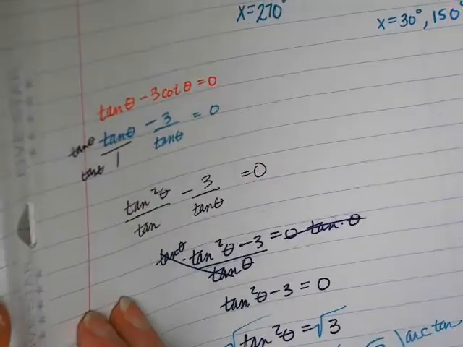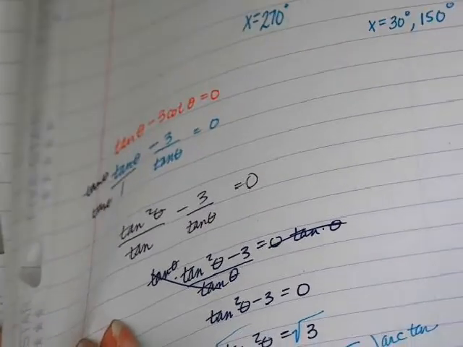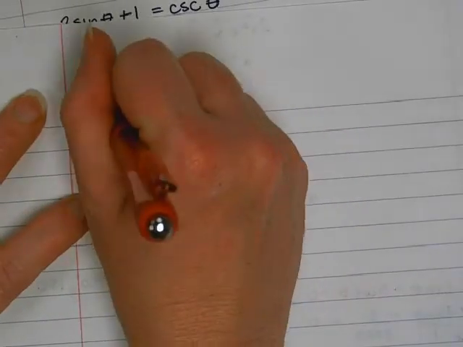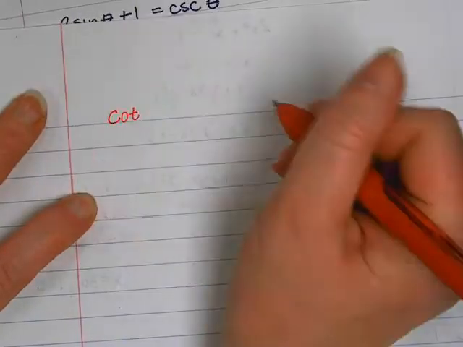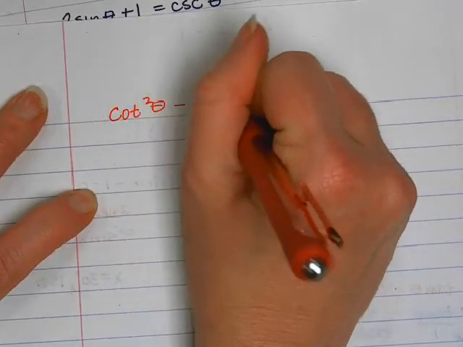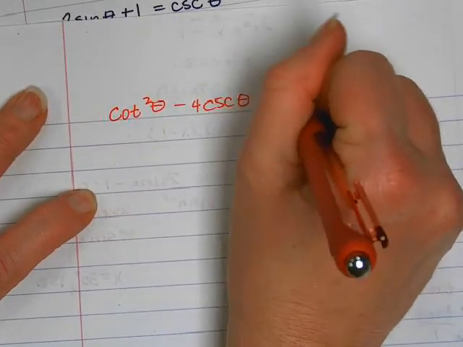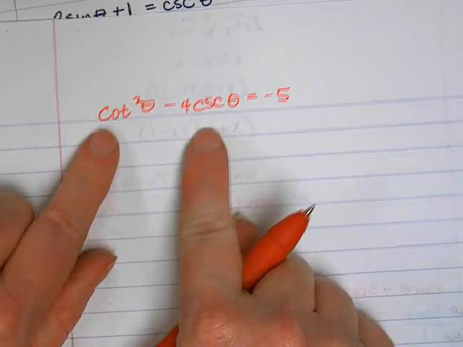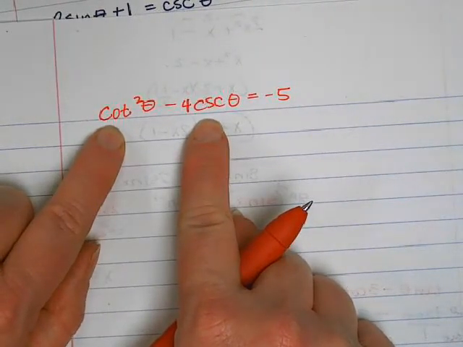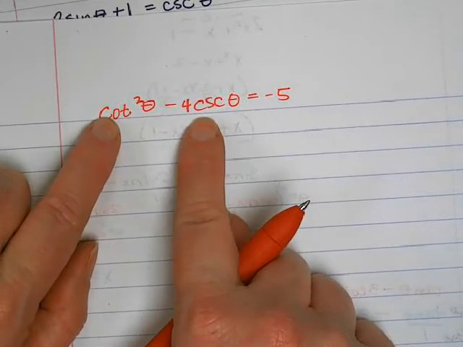This one's not too bad either, actually. When you have one like this: cotangent squared theta minus 4 cosecant theta equals negative 5. I can't answer this until it's all one thing. But there is an identity that relates cotangent and cosecant.